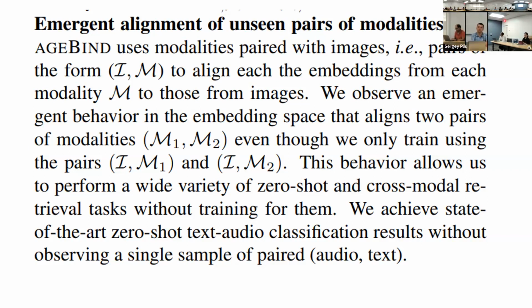If we train IM1 and IM2, then ImageBind provides emergent behavior in the embedding space between M1 and M2. This allows us to perform a wide variety of zero-shot and cross-modal retrieval tasks without training for them.